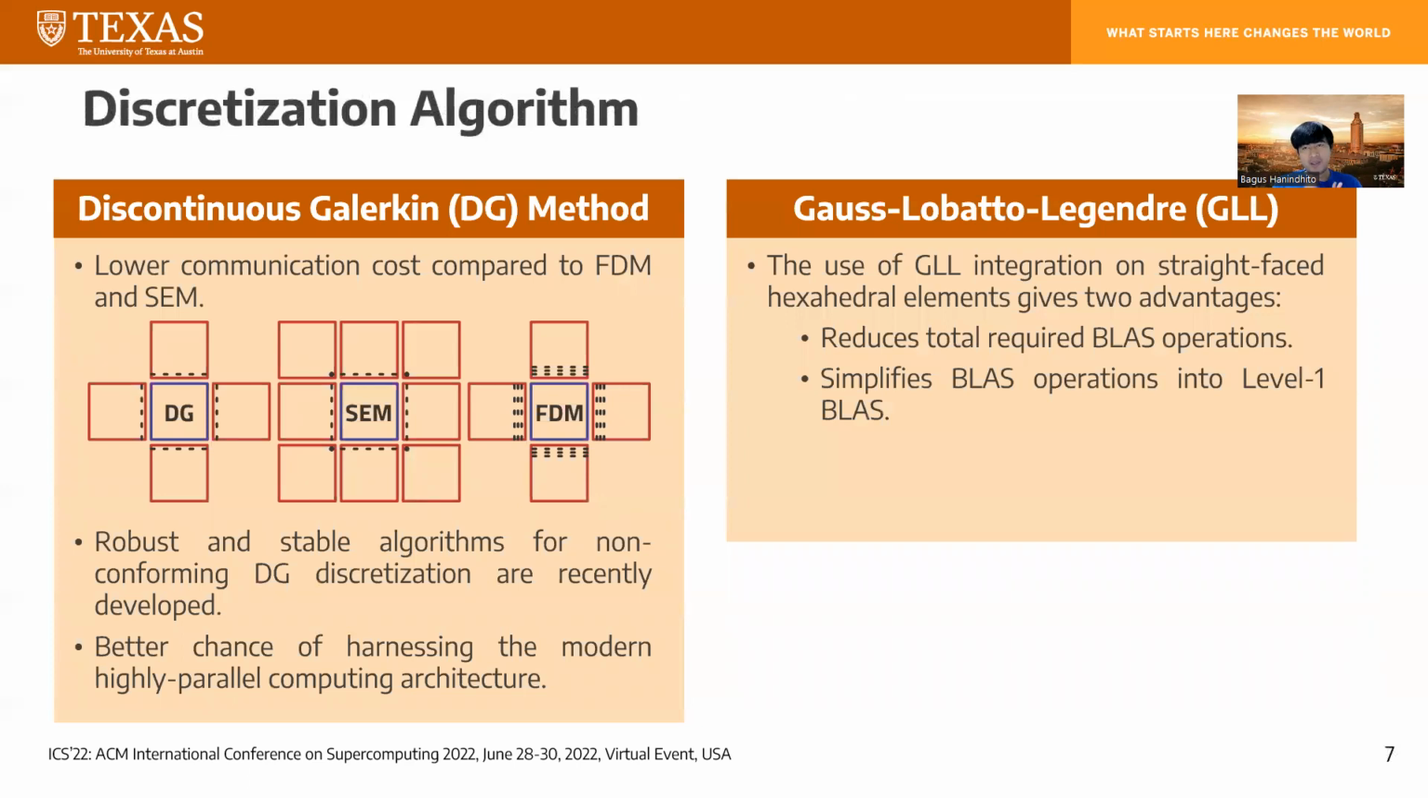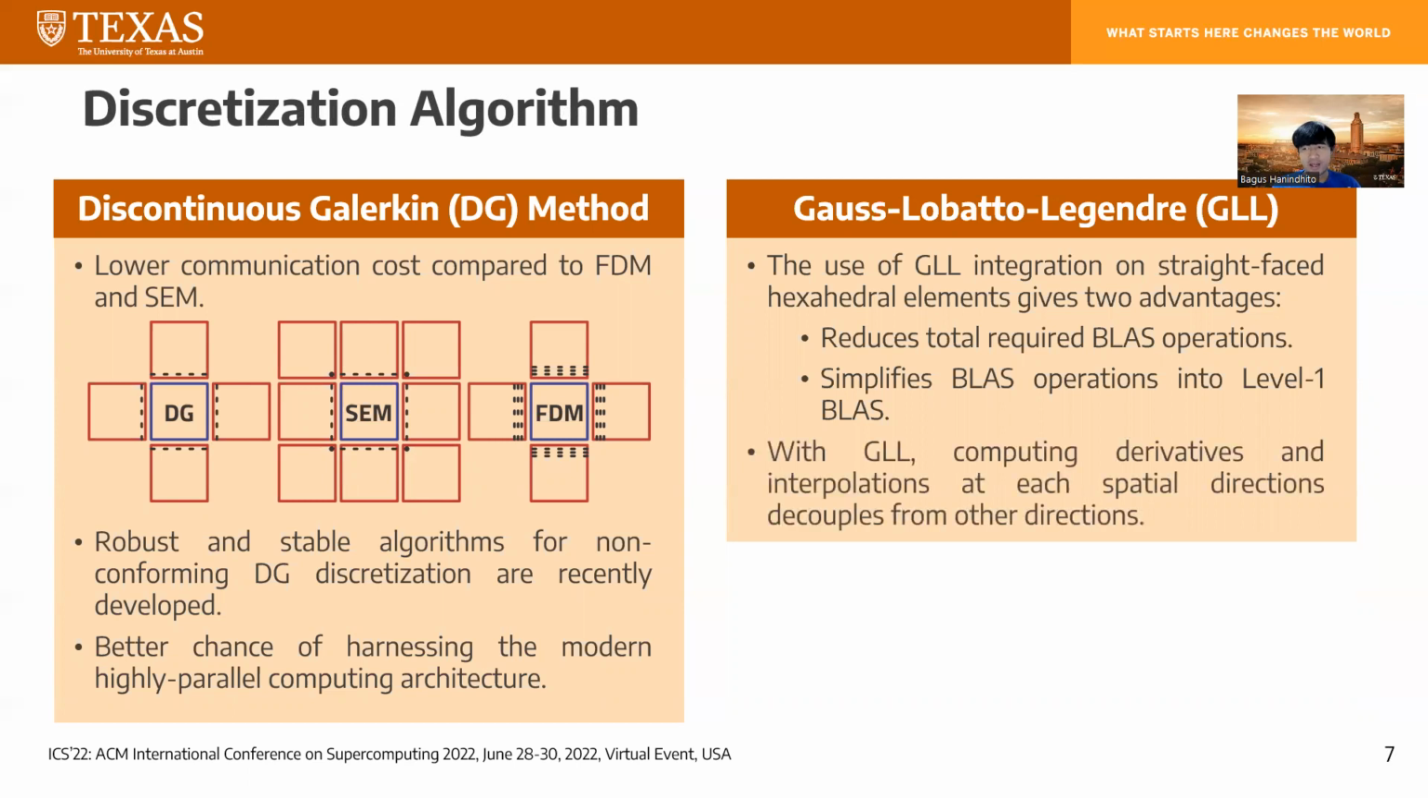Second, we couple DG with Gauss-Lobatto-Legendre integration schemes on straight-faced hexahedral elements. This gives us two advantages. First, it reduces the total number of required BLAS operations. And second, we simplify the BLAS operation into level 1 BLAS. So now we don't do matrix multiplication, but we do vector multiplication. With GLL, computing the derivative and interpolation in each spatial direction decouples from the other directions.